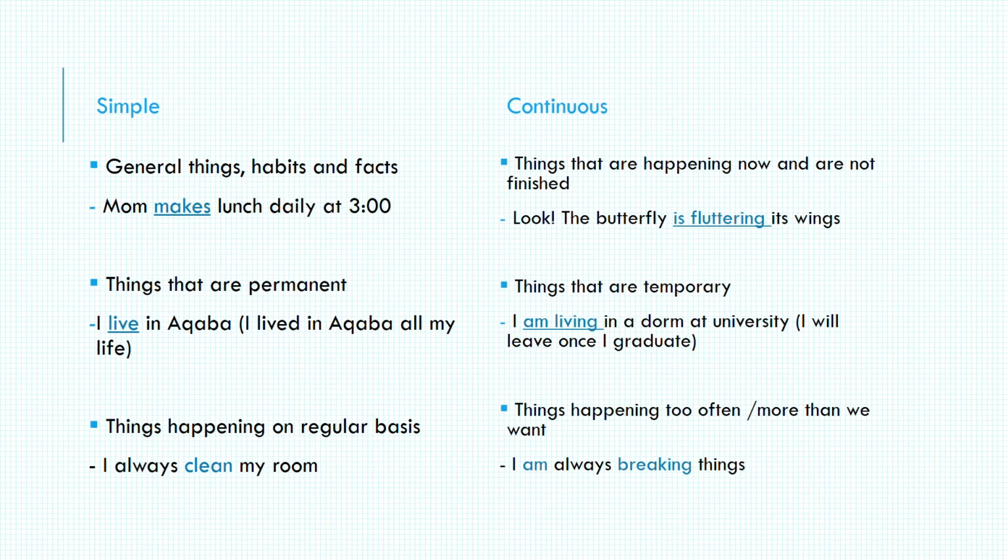On the other hand, the present continuous talks about things that are temporary. An example of that would be, I am living in a dorm at university, which means I will leave once I graduate, or I will move out once I'm done with university. I'm not staying. Lastly, we use the simple present to talk about things happening on regular basis. For example, I always clean my room. هاي أشياء بنعملها بشكل معتاد.